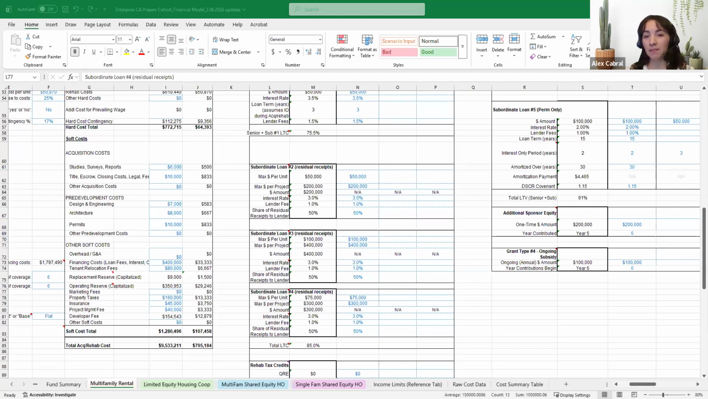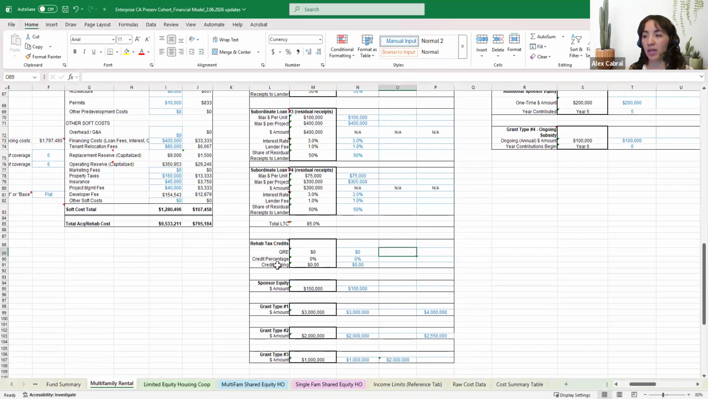So it often means that the principal balance remains and is most often forgiven, and any cash flow will be used to pay off the interest that has accrued. We also have a spot for rehab tax credits here.